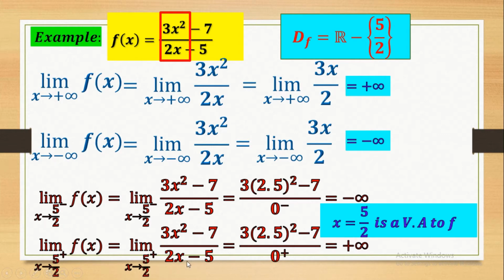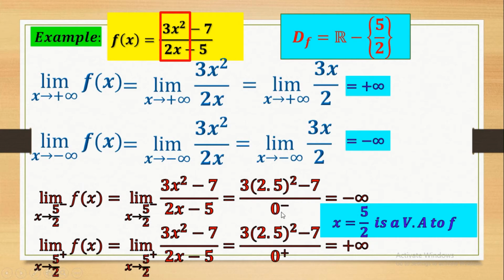But since x is greater than 5 over 2, it will be positive. It gives us 0 plus. And when we divide by 0 plus, it will give us plus infinity. Why plus infinity here and minus infinity there? The sign of the numerator is positive. That's why the sign of this limit will depend on the sign of the denominator.